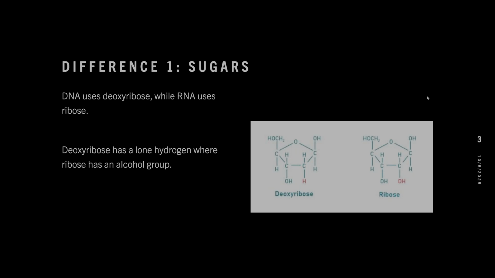So I'm going to cover each difference individually, starting off with difference 1, sugars. So DNA uses deoxyribose while RNA uses ribose. Deoxyribose has a lone oxygen right here.